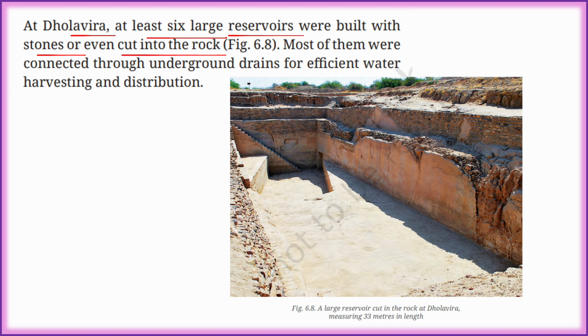Most of them were connected through underground drains for efficient water harvesting and distribution. These underground drains helped to collect water and send it to different parts of the city. Efficient water harvesting means collecting rainwater. Distribution means sending water to many places. So these reservoirs were connected by underground drains which helped to collect water and send it to different parts of the city. See this picture?